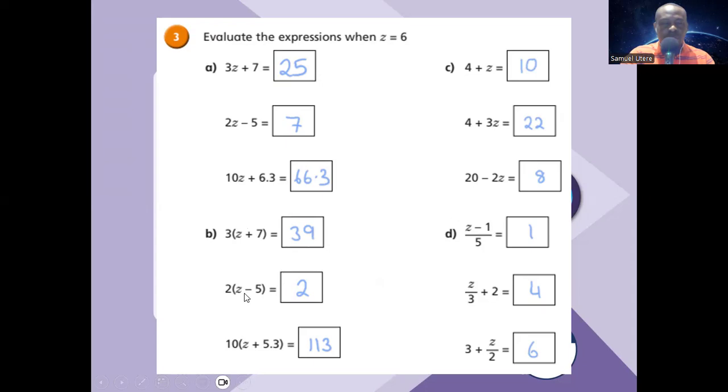This one is the same. You need to do 6 minus 5 first before you multiply by whatever is outside the bracket. It's the same here. This one, you need to do 6 minus 1 first before you divide by 5. Here you need to do 6 divided by 3 first before you add 2. And then here you do the same. 3 add 6 divided by 2.